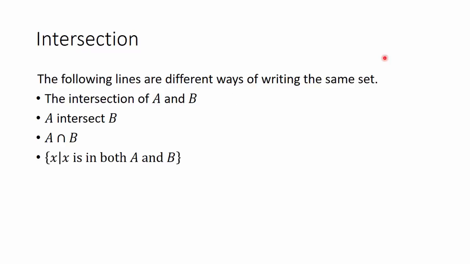Intersection is the second set operation. The following lines represent different ways of writing down the same set. The intersection of A and B, that's the same thing as A intersect B. That's the same thing as A and this upside down U symbol between A and B. And then finally we have this expression, the set of all x such that x is in both A and B. So this is what an intersection of the two sets A and B is.